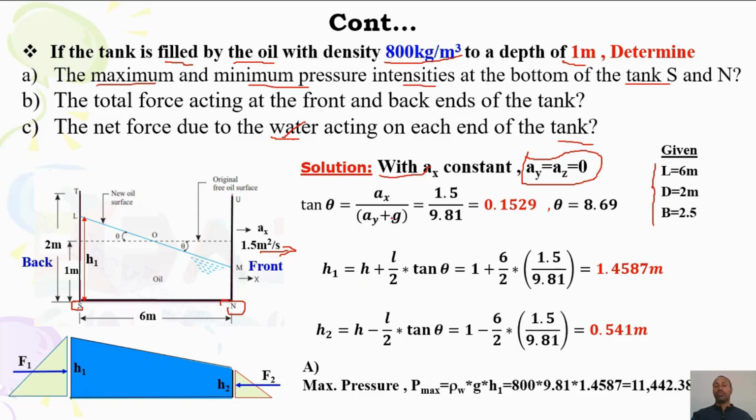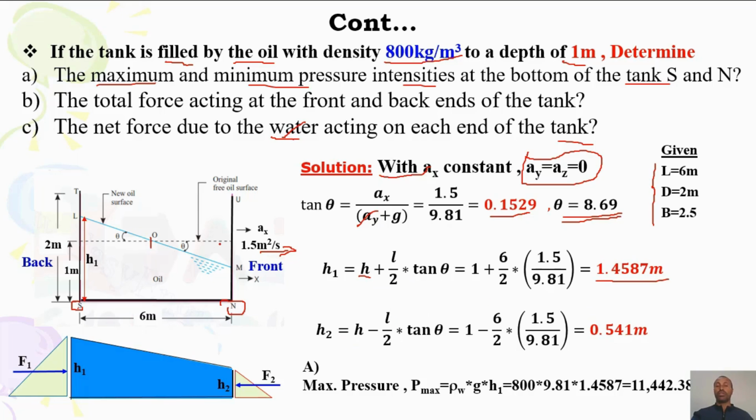So tan theta is ax over ay plus g. Since ay is 0, you have 1.5 over 9.81, as previously computed. So theta is tan inverse of this ratio, which gives 8.69 degrees. So H1 you can calculate now. H1 is the original H plus L over 2, which is at the center, from here up to here, the midpoint, L over 2 tan theta. You have to add this to H. Then you get the H1 value.